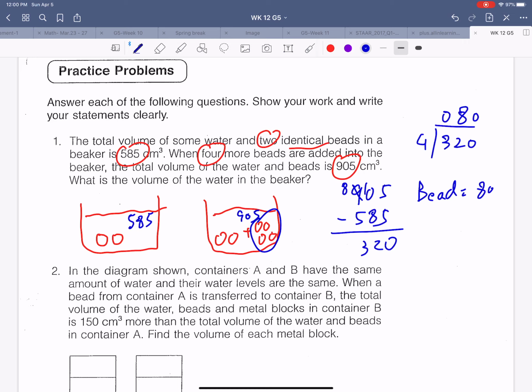Let's go back to the first sentence. It says some water and 2 identical beads. So 2 beads is 80 times 2, which is 160. So you do 585 minus 160.